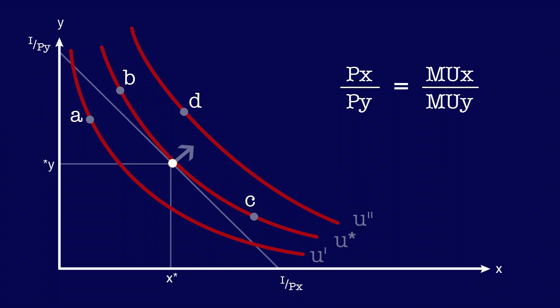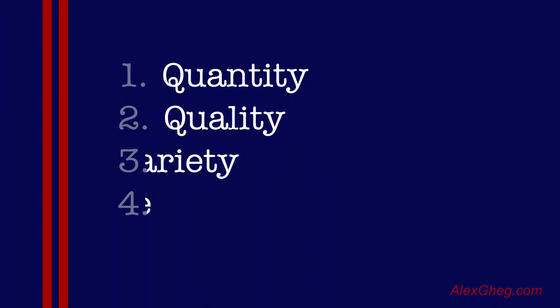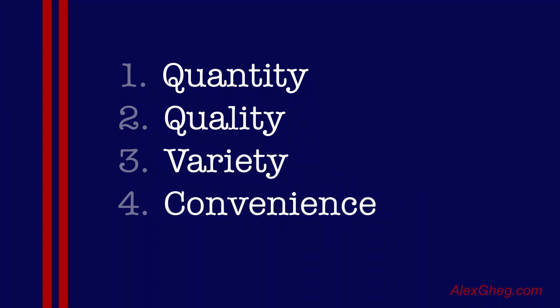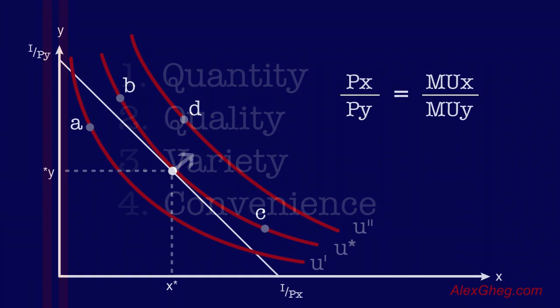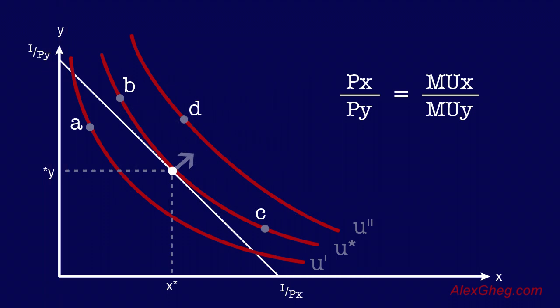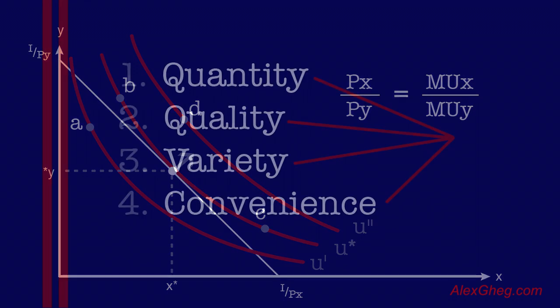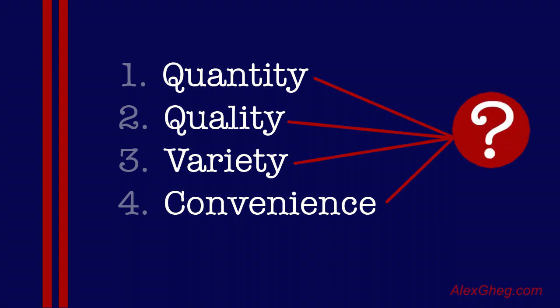Without getting too technical, I'll show you the severe limitations of modern consumer theory while we explore four things that consumers value, which is quantity, quality, variety, and convenience. By the end, any economics student will know the problem with this theory in a way like never before. I'll also give a glimpse of a simple solution, for sure.